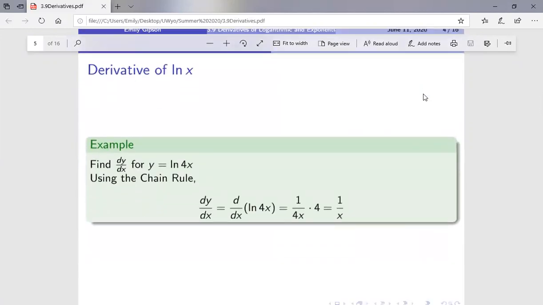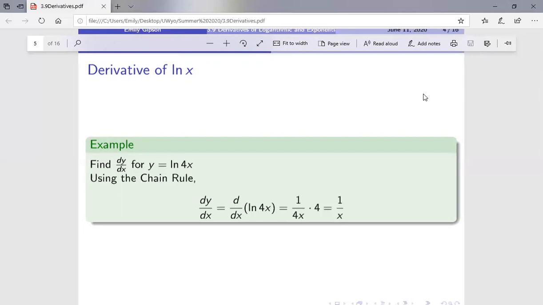Welcome back. So the first way that we can do this problem is using the chain rule. Using the chain rule, we're going to take the derivative of the outside times the inside left alone times the derivative of the inside. So the derivative of our outside is just 1 over whatever's on the inside. So we've got 1 over 4x times the derivative of the inside, which is just 4. Well, our 4 and our 1/4 are going to cancel out, and we're left with just 1 over x.